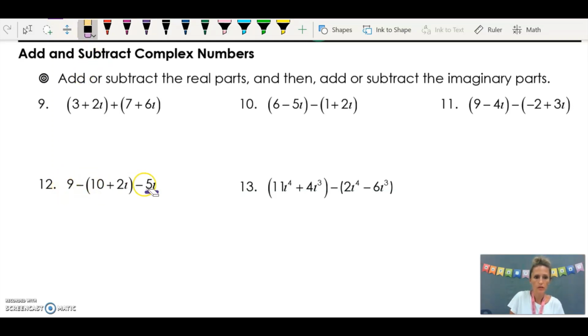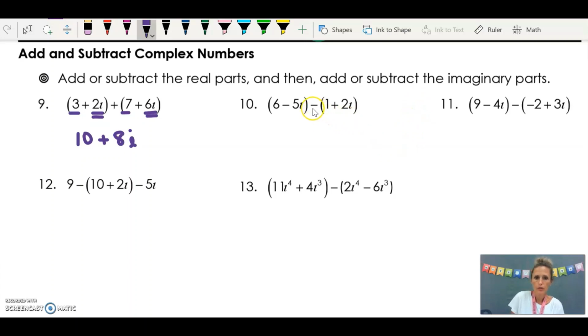But we're going to be focusing on combining the like terms in these complex expressions. So in order to simplify them, you basically just add like terms, just how you would do if you were working with variables. So for example, we're going to add 3 and 7 because those are the real parts of the expression. And then we're going to add 2i and 6i to get positive 8i. So 10 plus 8i is the simplified form of this expression.